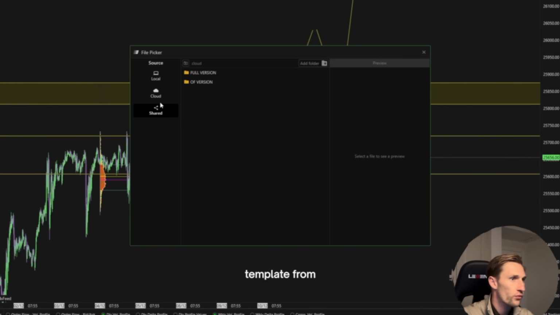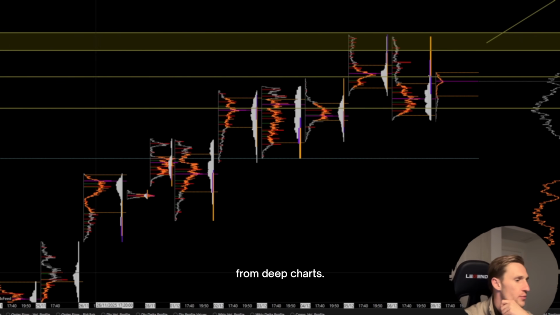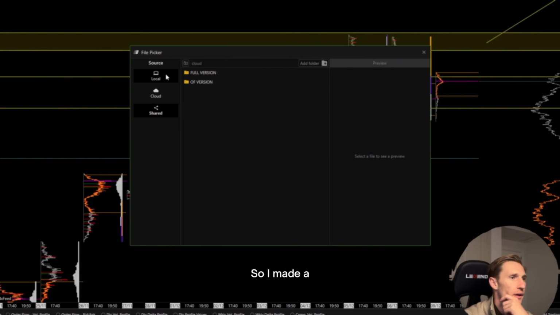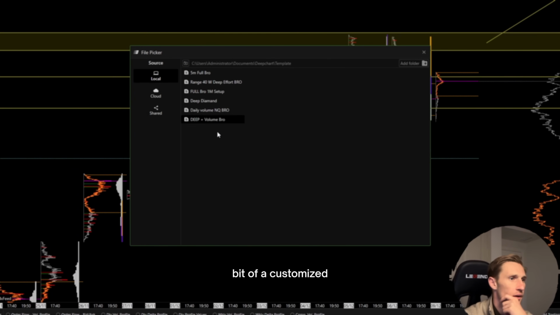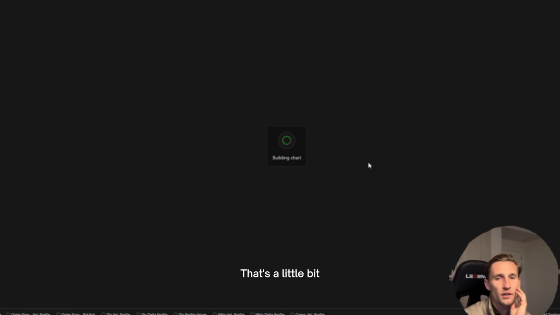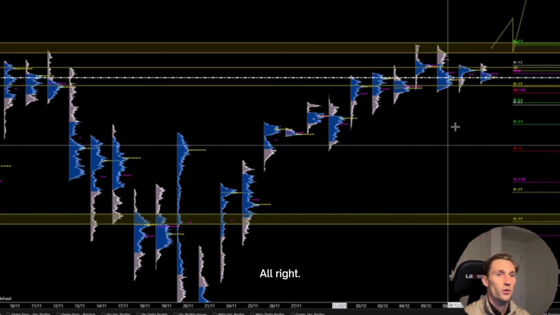It's a template from Deepcharts itself. If you go to their templates, then you have here cash session profile. Yeah, this is the one from Deepcharts itself. I made a bit of a customized one. For me, that's a little bit more clear. Here it is. All right, what do we see here?